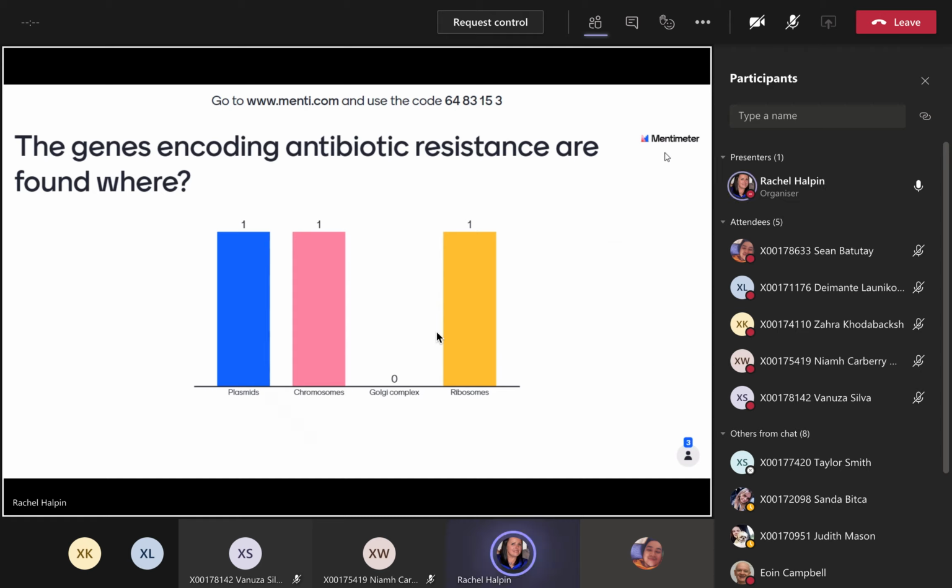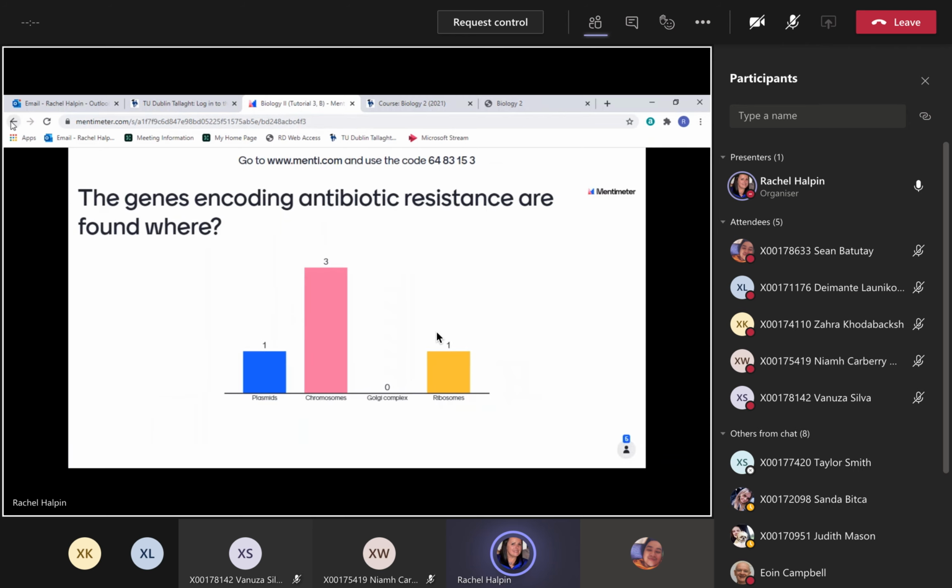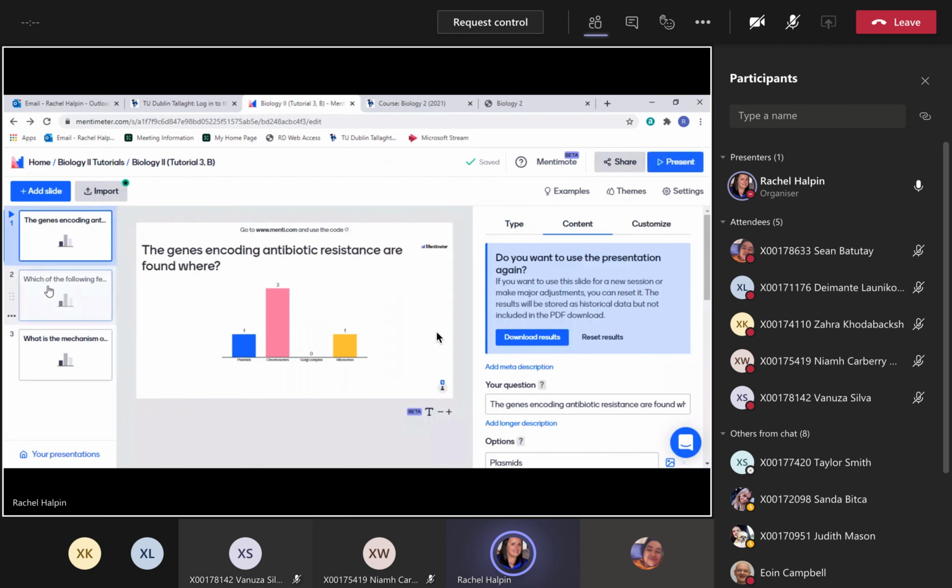Anybody else, guys? Can you speed up a bit with your answers? Okay, so only one person got this right. Correct answer is plasmids. It's not chromosomes. I know there's other genes found on chromosomes, but not the ones encoding antibiotic resistance. And ribosomes is incorrect completely. So, well done to whoever you are who got plasmids. That's the right answer. Next question.